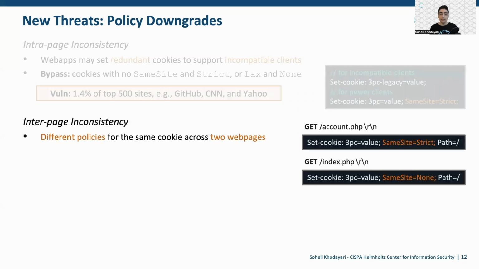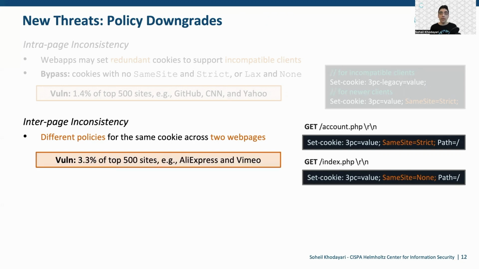Another similar threat is SameSite cookie interpage inconsistency, which arises when the web app sets 2 different policies for the same cookie across 2 different web pages. And this issue affects 3.3% of the top 500 sites, such as AliExpress and Vimeo.